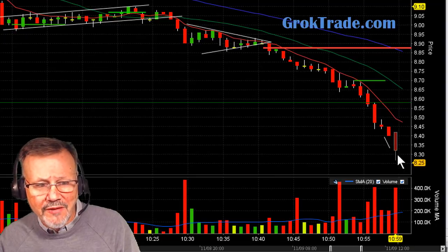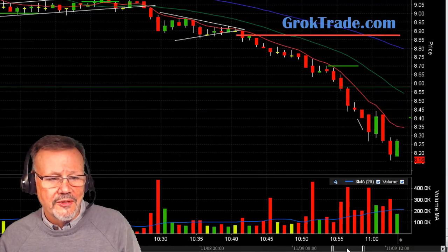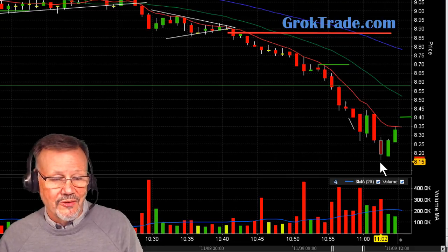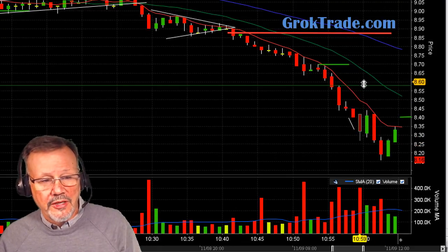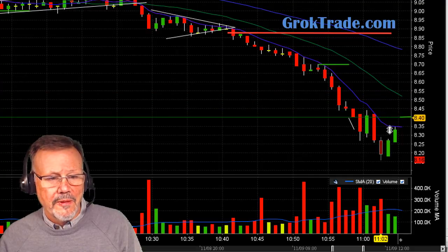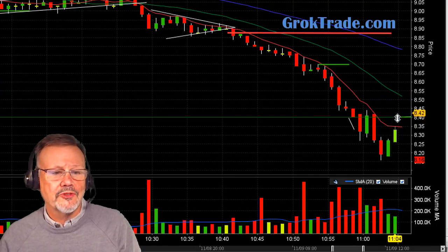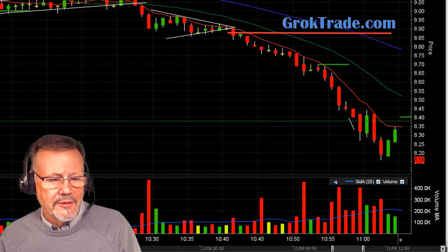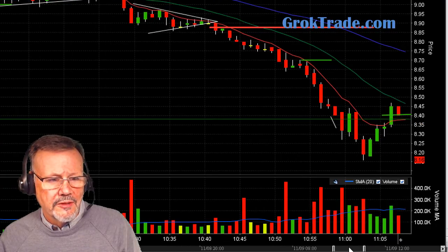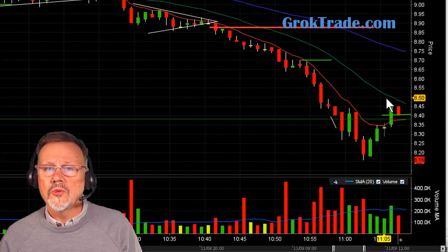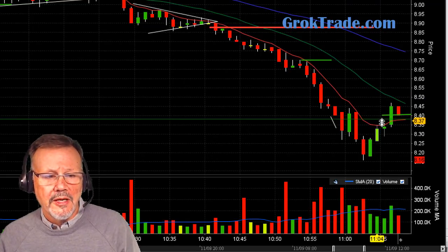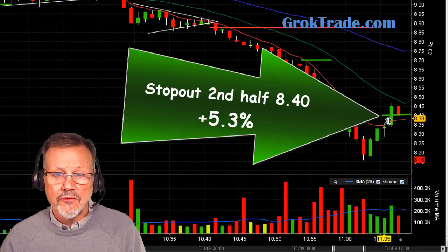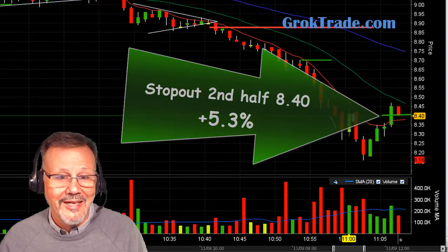Look at that falling down, down, down, and again fell over here to 8.16, new low of the day, started to come back up, and I'm following this 8 EMA down here, but now starting to come back up. So right around the 8.39 area is where I had my stop, and ready to go, and boom, look at that, just blew up above this 8.40 area, and that's actually where it filled me at $8.40 for 5.3% on the second half.